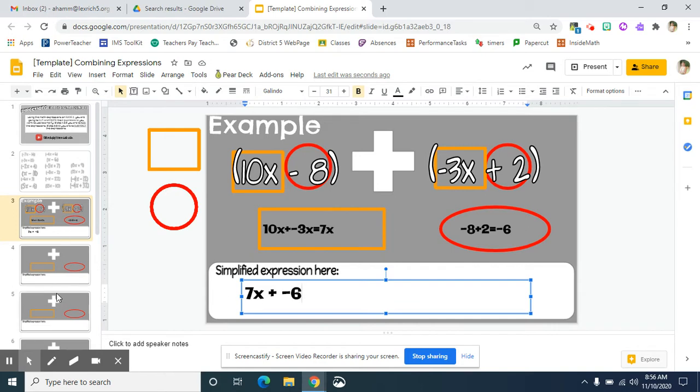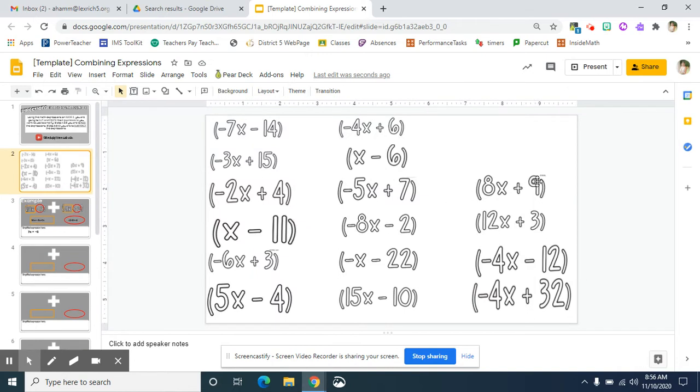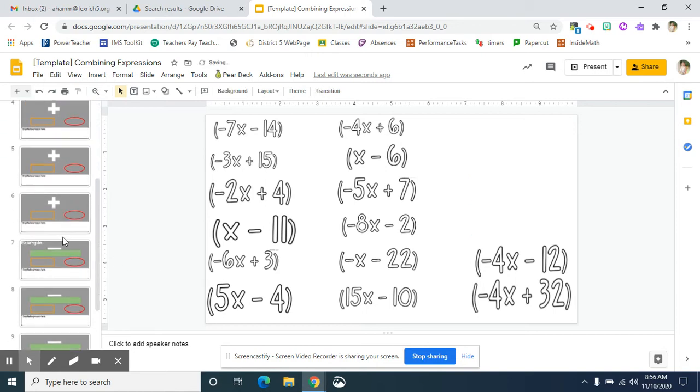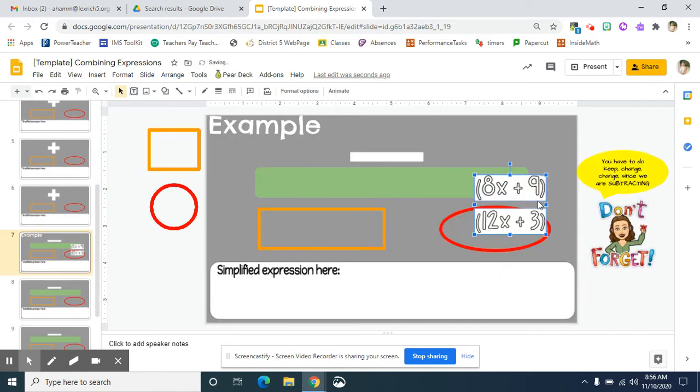Okay, so now I'm going to do a subtracting example. So let me get 2 of those. I'll just take these 2. I'm just going to do Control X for both. Go down to example, paste them, and make the problem.